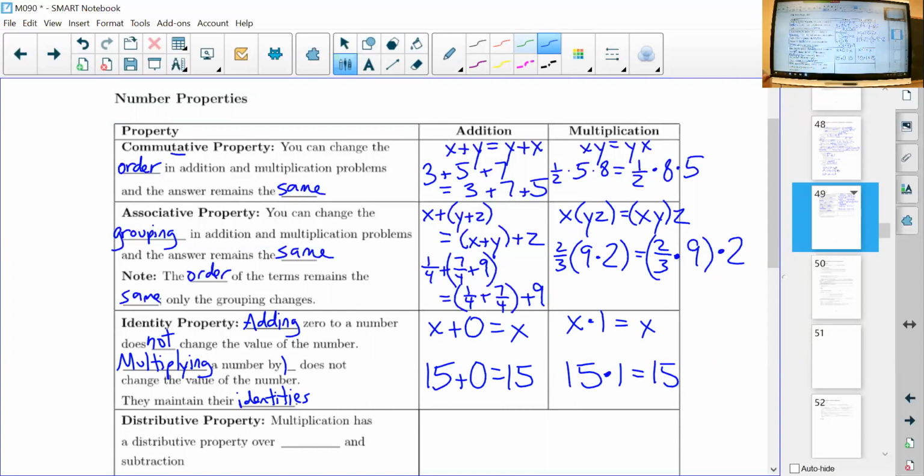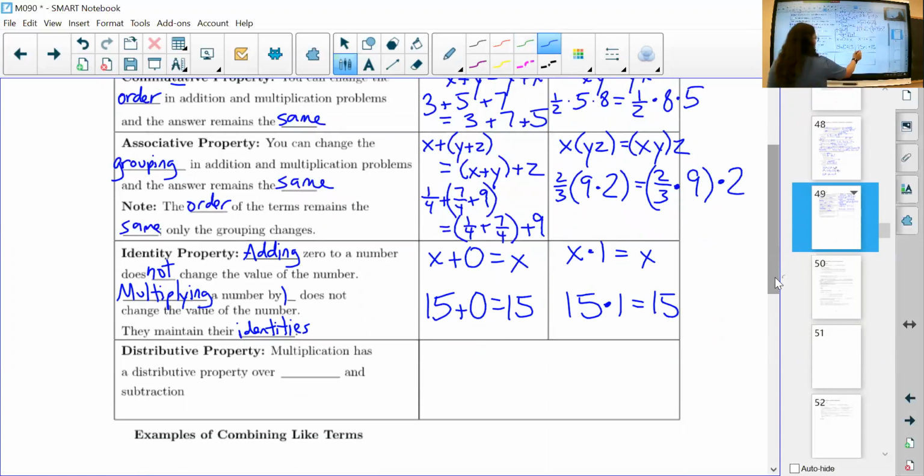And finally, the distributive property. You'll notice that this table is a little different here. Instead of having one side and then the other, it's all the same. That's because multiplication has a distributive property over addition and subtraction. So it's not the distributive property of addition or the distributive property of multiplication. It's just the distributive property which involves both of those things. So A times B plus C is AB plus AC. That's the distributive property. It says that I can distribute this A to the B and to the C.